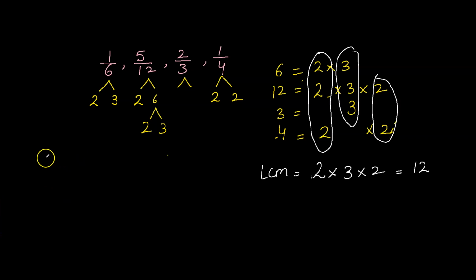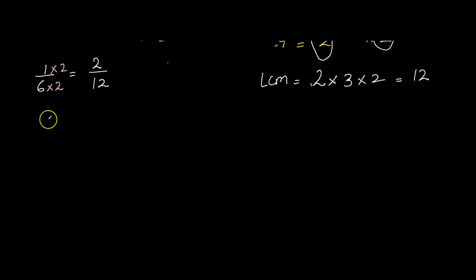For the first fraction, 1/6, how can we write it with the denominator equal to 12? How can we make that 6 as 12? We multiply 6 by 2, and we do the same thing with the numerator. So we get 2 out of 12. Same way, we take the other fractions and make the denominators equal to 12. In the second fraction, 5/12, we already have the denominator 12, so 12 times 1 is 12, and that becomes 5 out of 12.